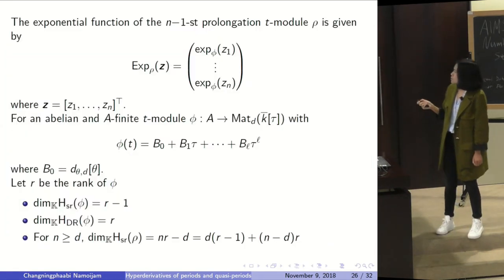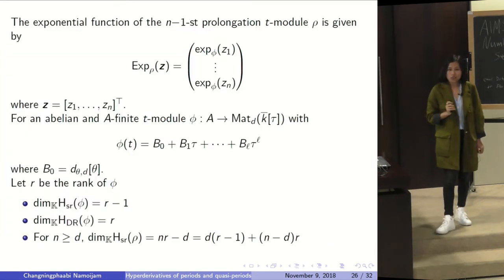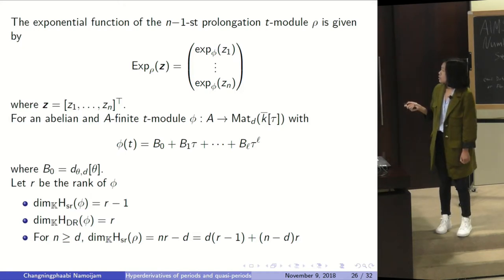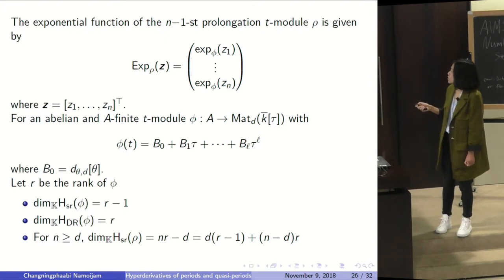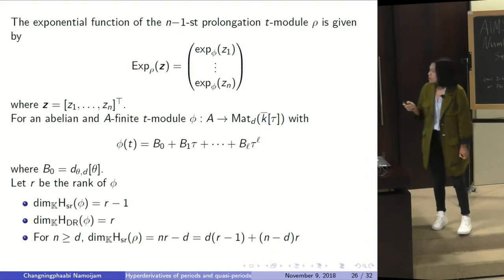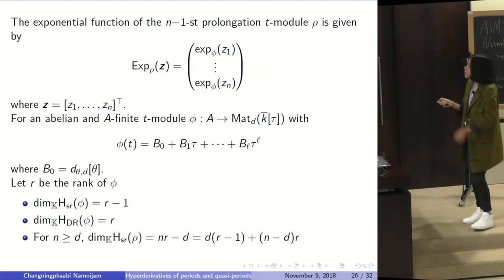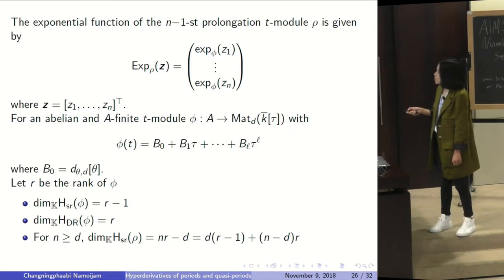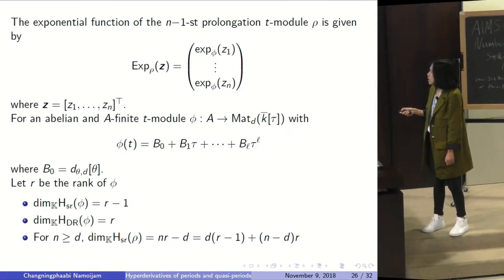All right. So the exponential function of the (n-1)st prolongation is given in this way, where the block z is z_1 to z_n, and each z_i is a column vector with d entries. So the exponential function of phi of z_1 and so on. Like I said, in our case, we want to take b_0 to be theta in the diagonal and 1 in the upper diagonal.